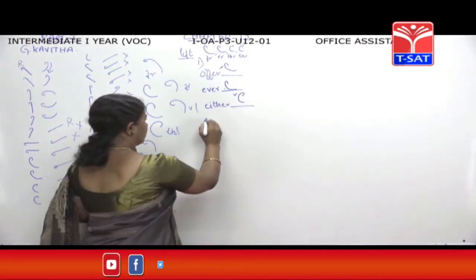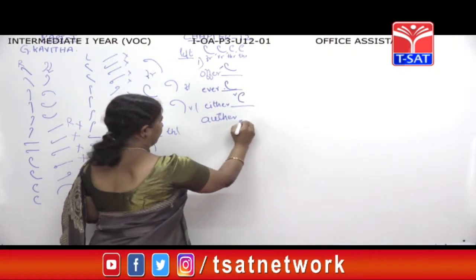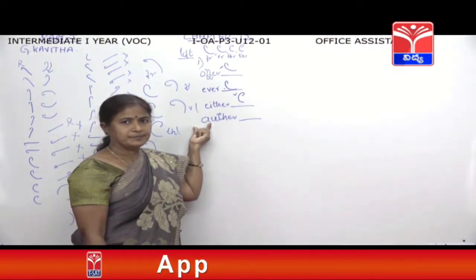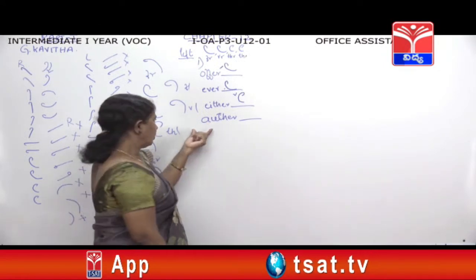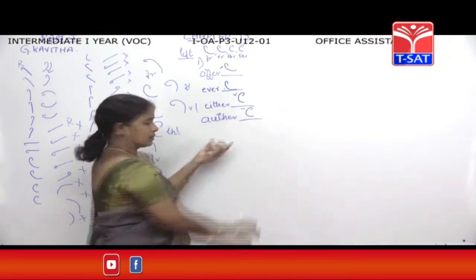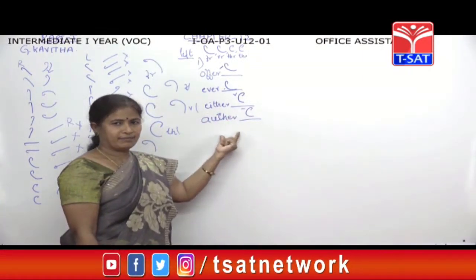Either. Author. How do we write author? Author, standing alone and preceded by a vowel, we use left forms. Okay.